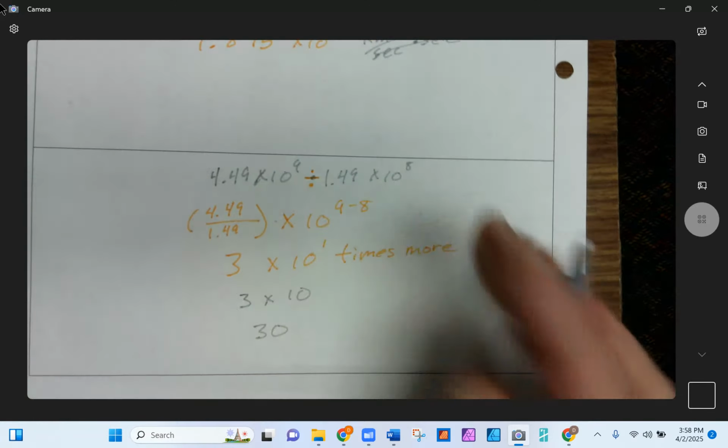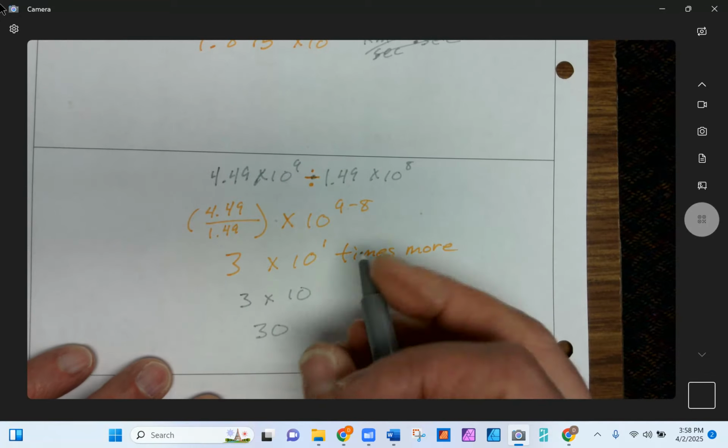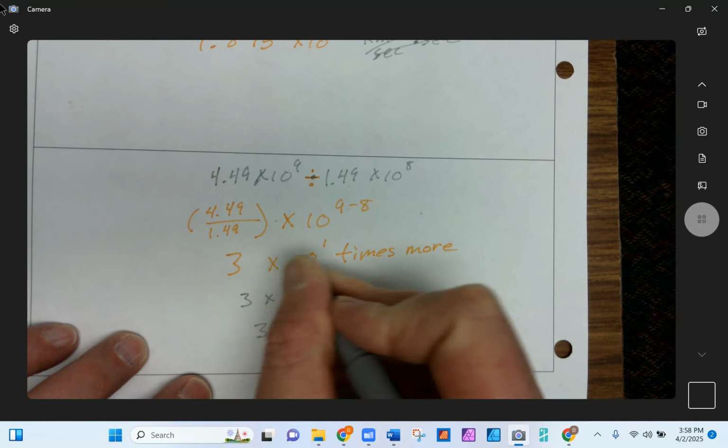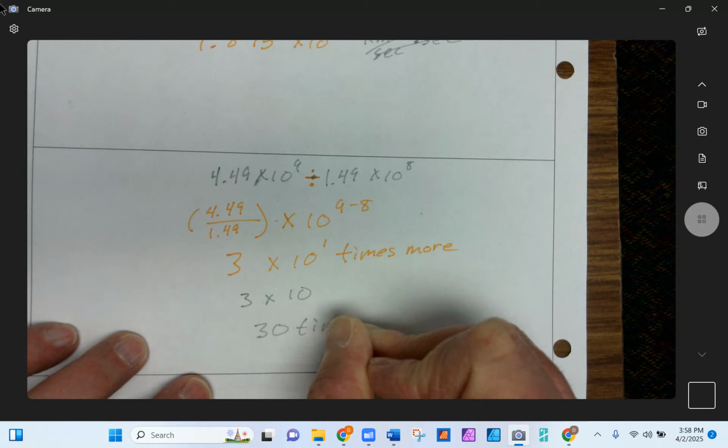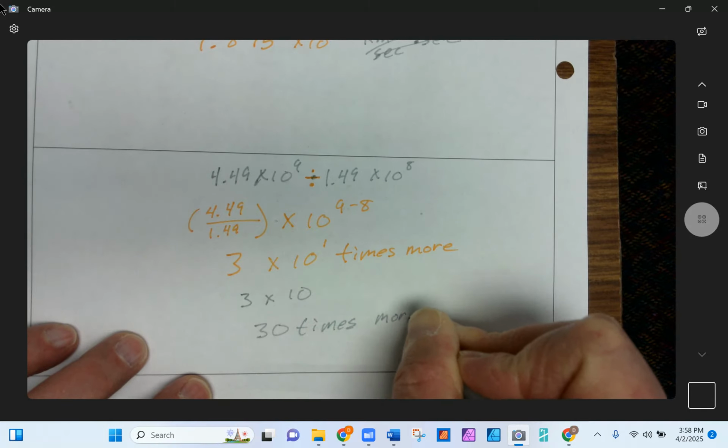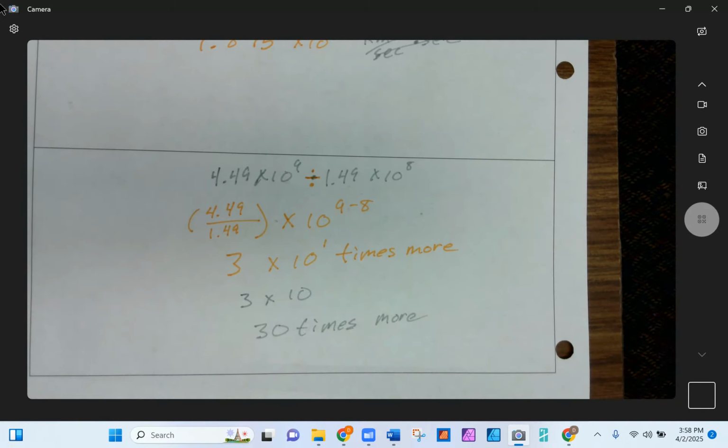So I would argue that in your response to this, rather than saying 3 times 10 to the power of 1, you would say 30 times more. And that's that.